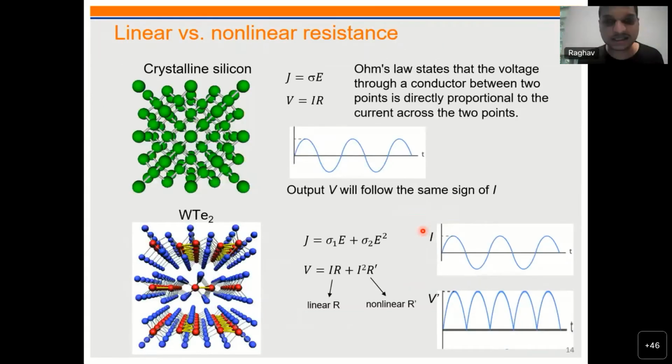Coming to my second work, which is about the nonlinear Hall effect. First I will introduce some words for the general audience. Basically we have linear versus nonlinear kinds of resistance. In crystalline silicon, we typically have Ohm's law, V equals IR. But in some materials like WTe2, where the inversion symmetry is broken, you have this linear as well as this nonlinear kind of resistance.